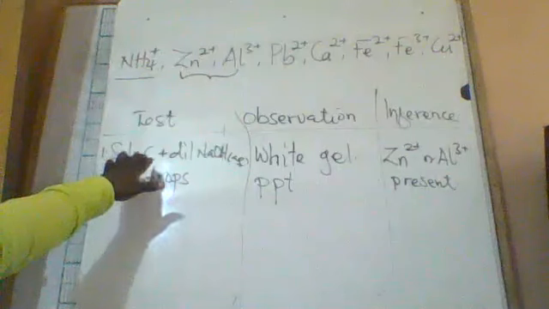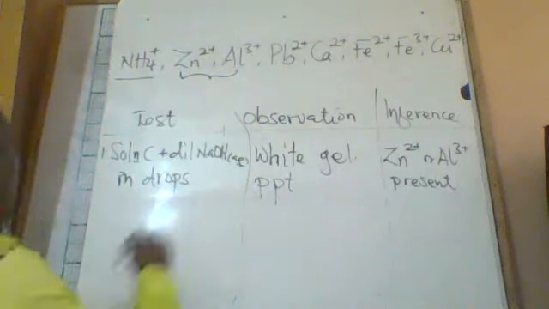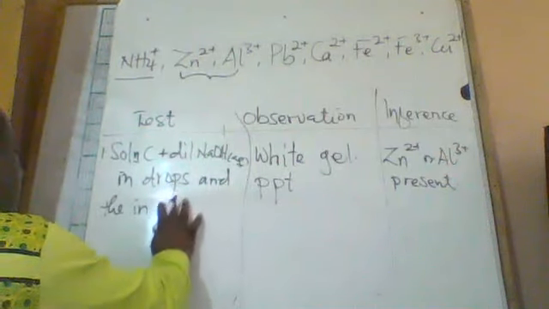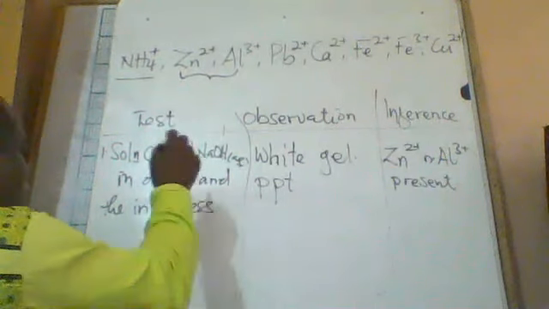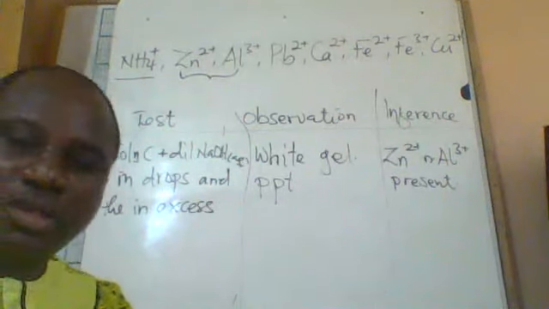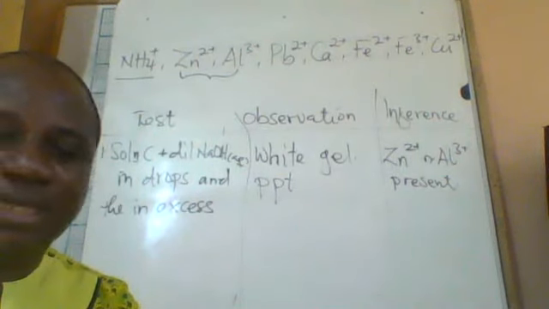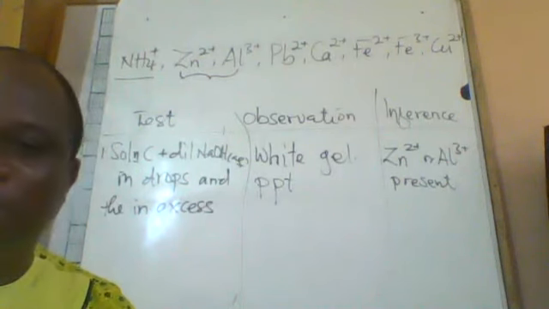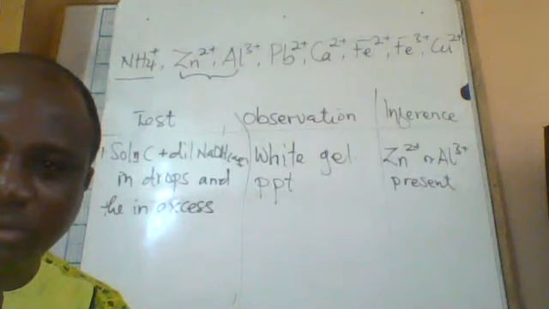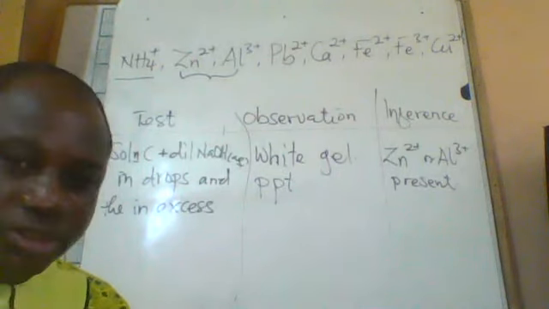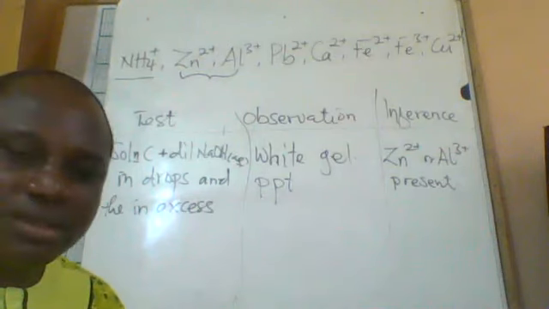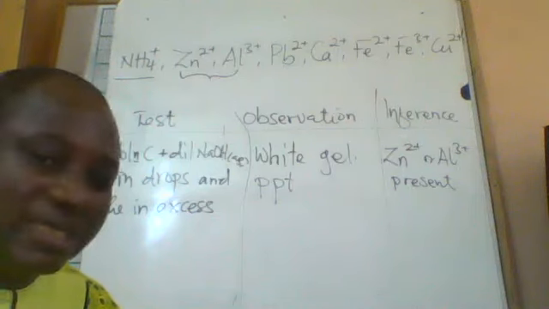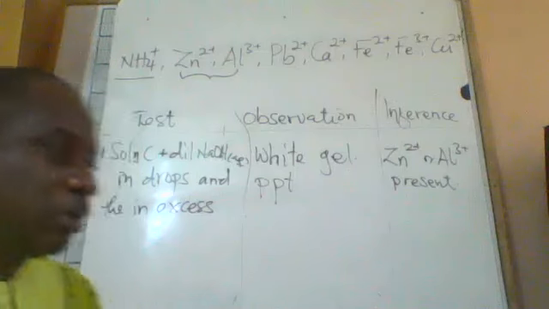So that is in drops. And then in excess, when you are adding the reagent in excess, you want to find out whether the precipitate will be soluble or not. You don't record anything strange, you just say that the PPT is soluble or insoluble. That is the essence. I'll be illustrating that one for you to see.